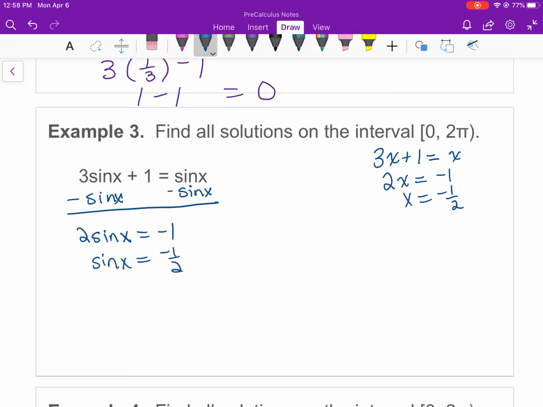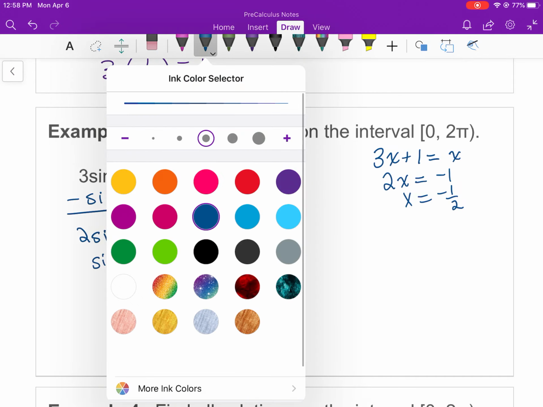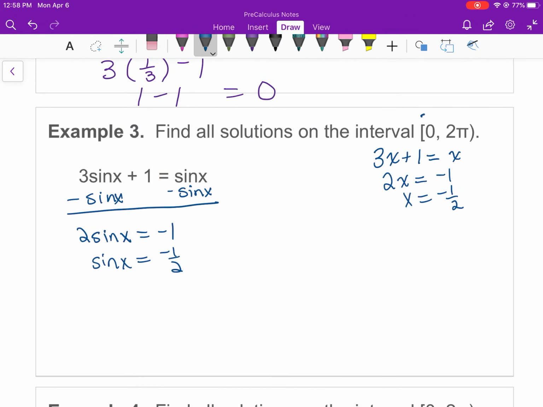Now, the next question is, should you answer in degrees or radians? And I'm going to tell you to look right here. This is in radians, so my answers need to be in radians. And you should be picking up off your unit circle 7 pi over 6 and 11 pi over 6.